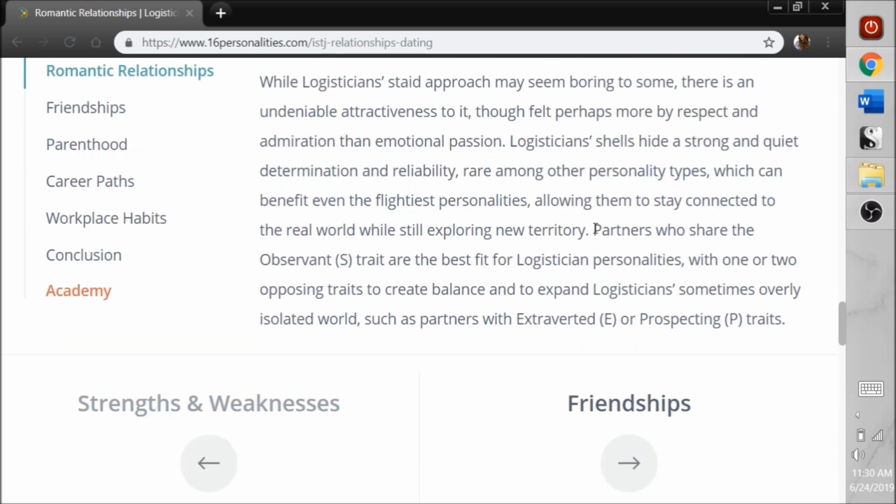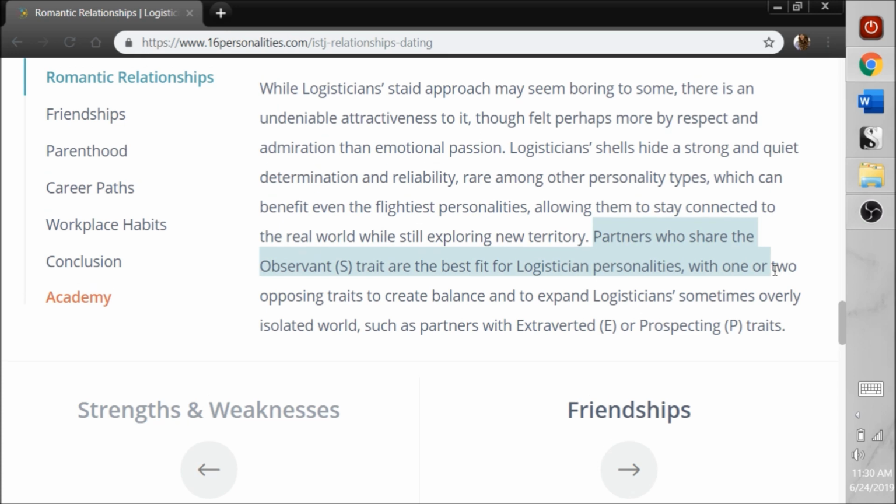I thought this part was interesting too. It says that partners who share the observant trait are the best fit for logistician personalities, with one or two opposing traits to create balance and to expand logisticians' sometimes overly isolated world, such as partners with extroverted or prospecting traits. And I really loved this because while Ari's love interest does not have these SEMP traits, his best friend Bryce has all of those traits. And so that again showed me that I'm on the right track.